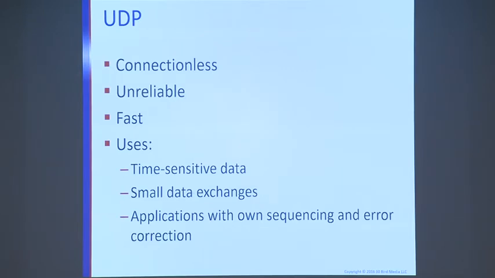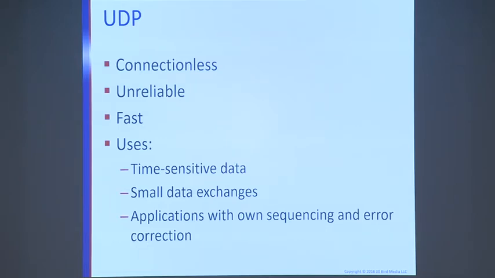UDP, on the other hand, is connectionless. It's unreliable. It's much faster. Its uses are for time-sensitive data, so small data exchanges. When I go to a TFTP site to download my updated operating systems for a Cisco router, I will use UDP because it's much faster.